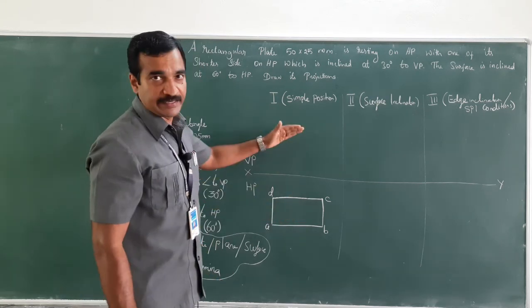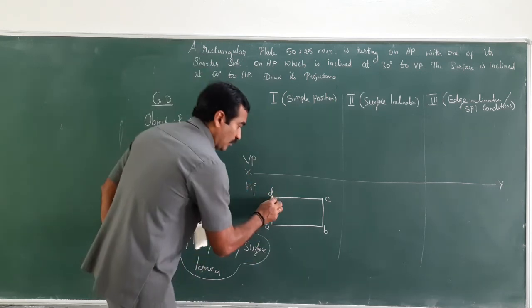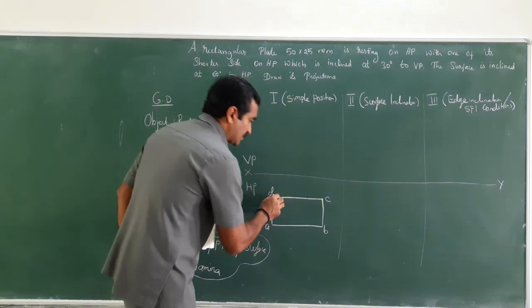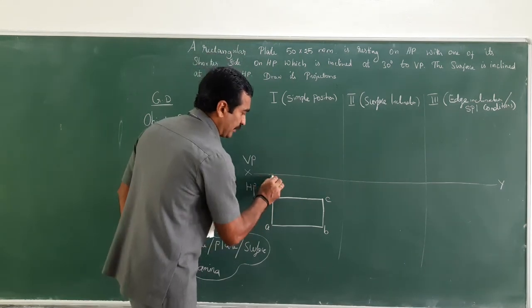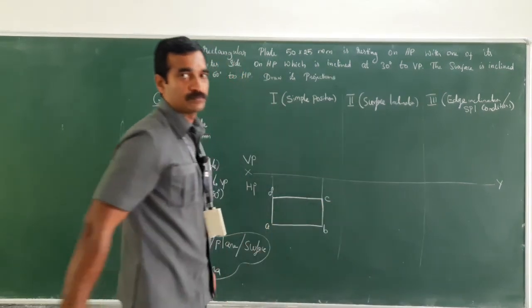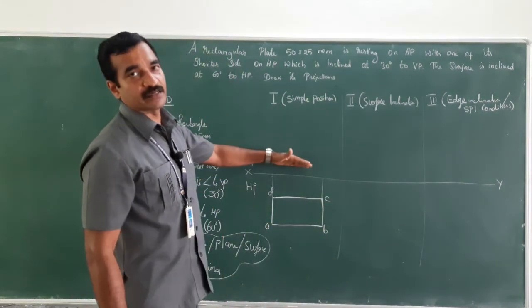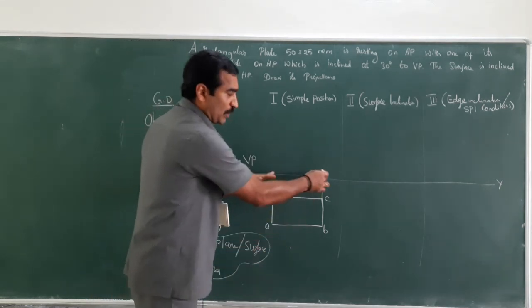So, in order to get the front view, what I need to do? I have to simply extend these projectors vertically. That means perpendicular to the XY line. This should be perpendicular. Extend it till it intersects the reference line. Now, these are the two boundaries.